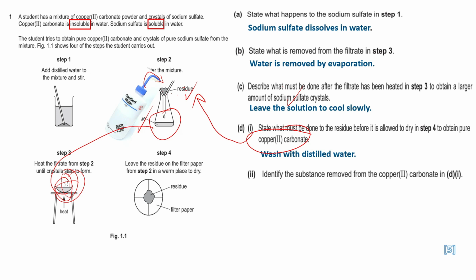Double I. During washing, what would happen to the residue? Any impurities, any ions found in the filtrate, like sodium ions or sulfate ions, will be washed from the residue down and reach the filtrate. So the substance removed from copper 2 carbonate in D single I is sodium sulfate ions.